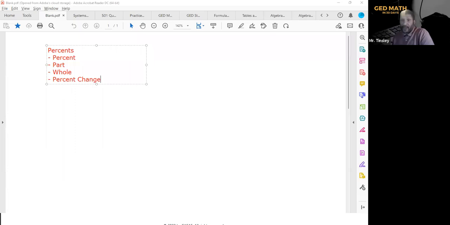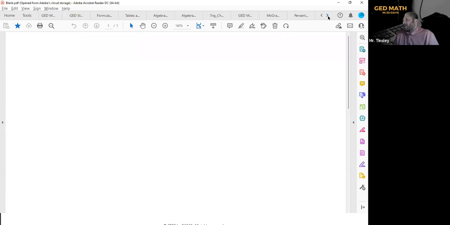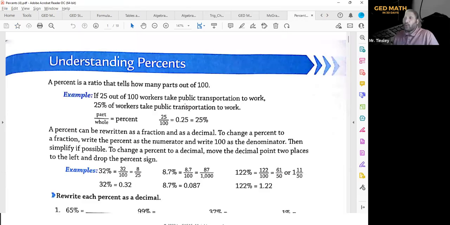Now, I can tell you right now, after all the practice tests and people taking the exams, of course we're not talking about specific problems, but about areas. Most people have 1 or 2 percent problems. The ones you probably are going to get are part and percent. Sometimes you get whole, sometimes percent change. These are the four you should know hands down. So how do I decide what I'm going to use?